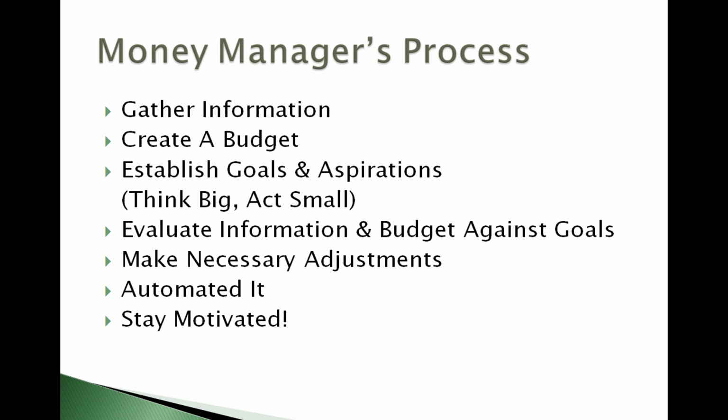The next one is to evaluate information and budget versus goals. Okay, step 4 is to make necessary adjustments. Step 5 is to automate the system as much as humanly possible, taking out the human factor. The human factor is you. And the last part is the most vital one. This is actually the most important one, and it's the one that is the easiest one to mess up, and that is to stay motivated. And that is making sure that you stay on track towards getting your goals.